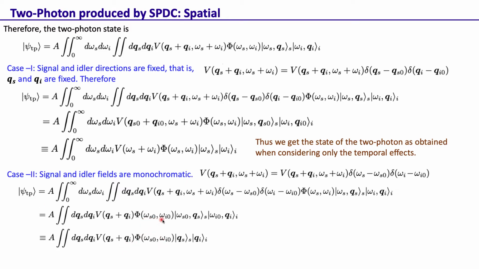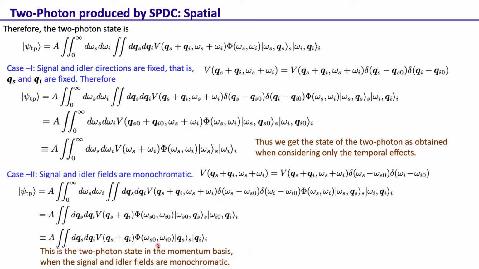Here, this is the phase matching function. Again, we can choose not to write the frequency arguments here, and in that case the 2-photon state can simply be written like this. So that's the 2-photon state when we have a monochromatic signal idler field, but qs and qi can take any value. That is a field when qs and qi are fixed, but the frequencies can take any value.